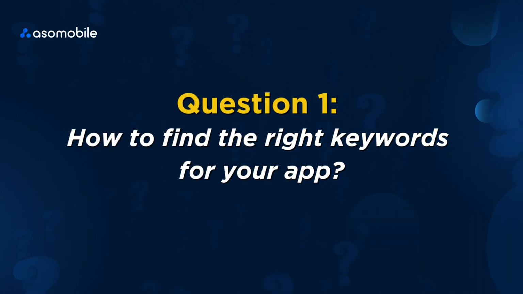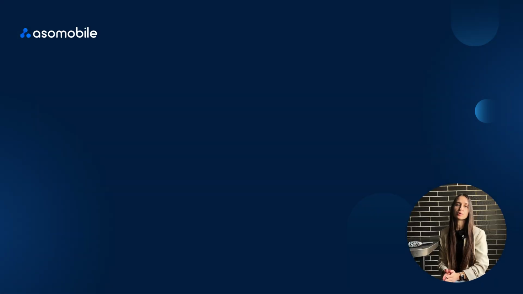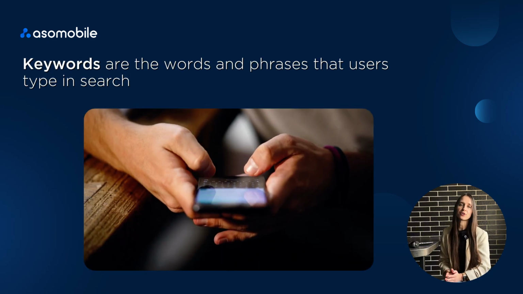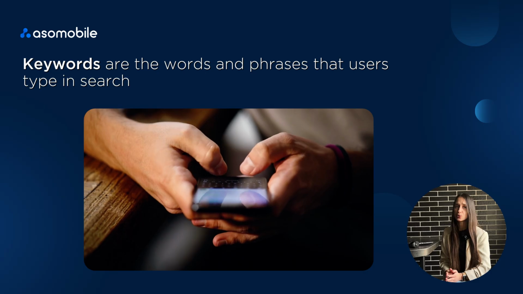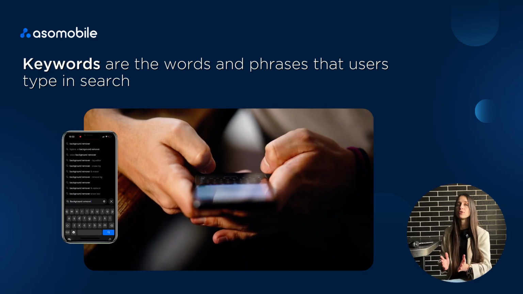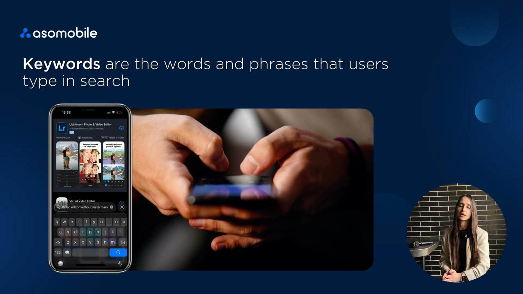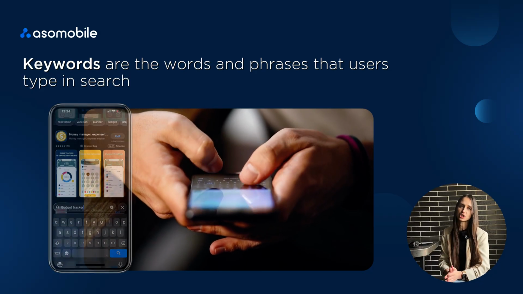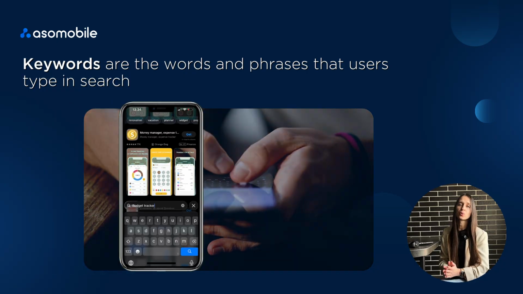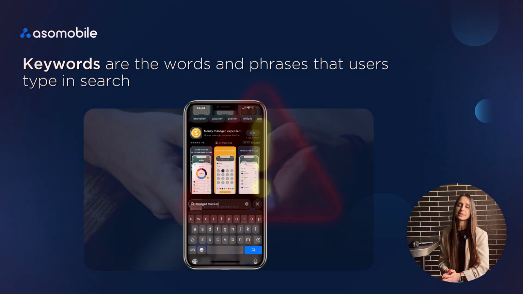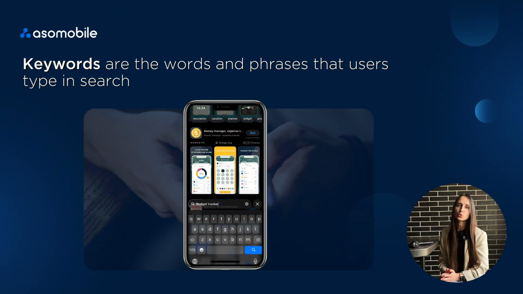Question 1. How to find the right keywords for your app? Before we talk about tools, let's quickly cover the basics. Keywords are the words and phrases that users type into the App Store and Google Play when they are looking for an app. For example, background remover app, video editor without watermark, fitness for weight loss, budget tracker. If you choose the wrong keywords, even the best app might stay invisible in the store. That's why keyword research is the foundation of ASO.